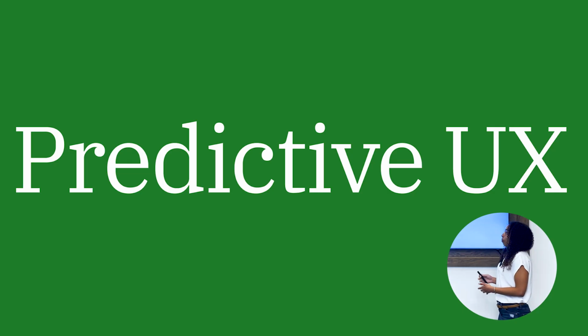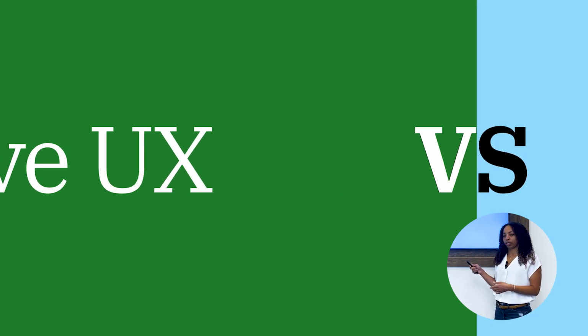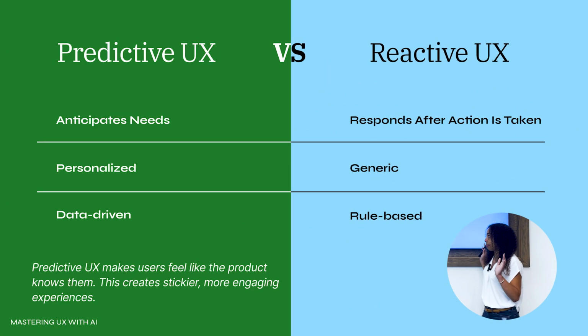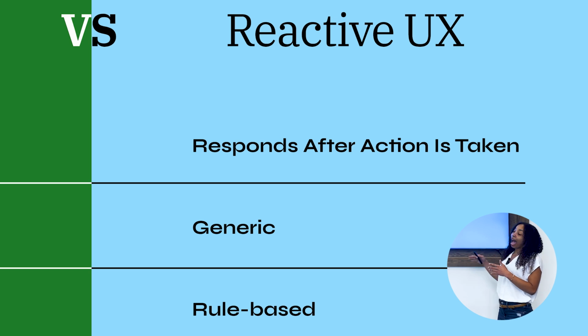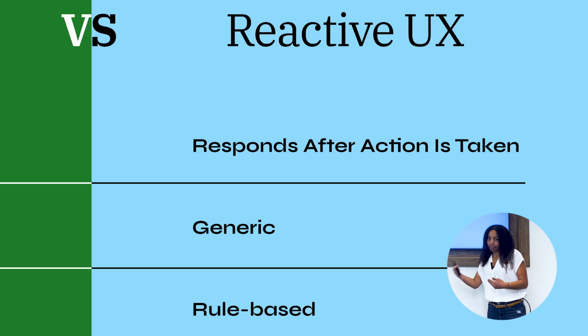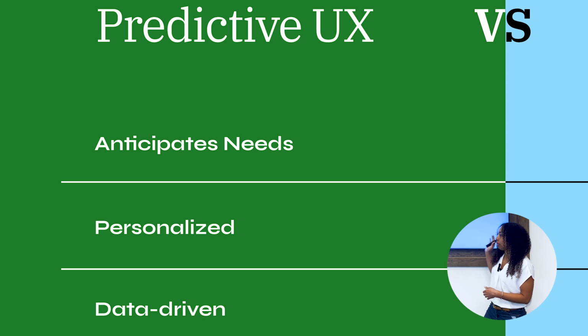Okay, so we have predictive UX versus reactive UX, and we definitely want to be on the side of predictive, right? Reactive is responding after an action has taken place. This is where all of your users are going to have the exact same experience whenever they interact with your app or your application or your web app. It's rule based, so it's going to be if this, then that. If a user clicks this button, then show this modal, right? Those are signs that you are designing in a more reactive kind of environment versus the predictive side.